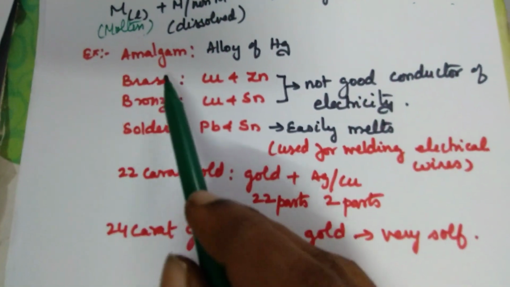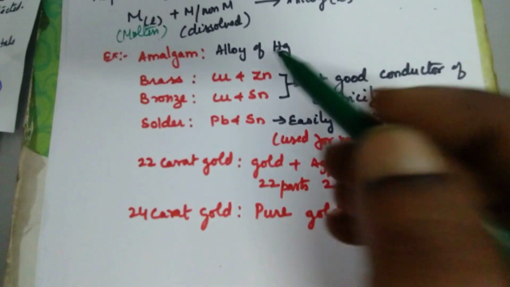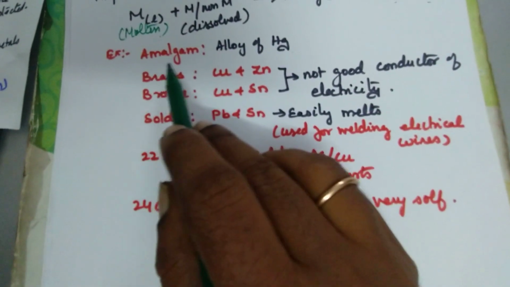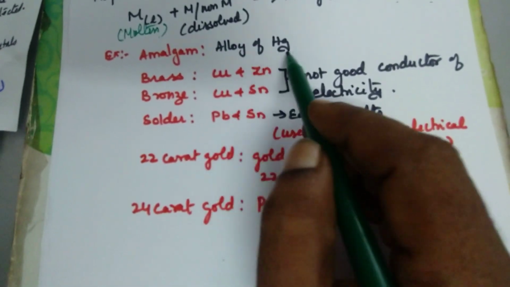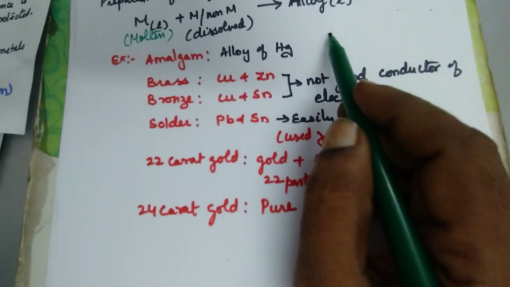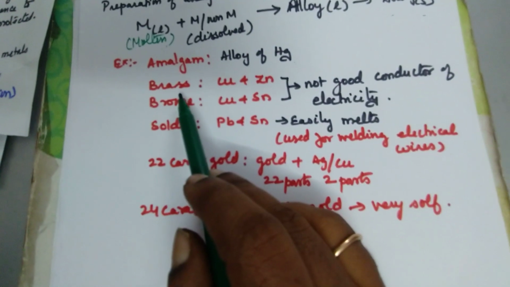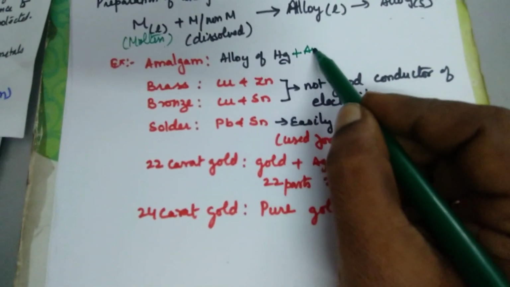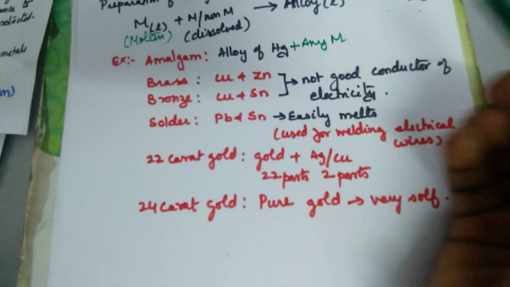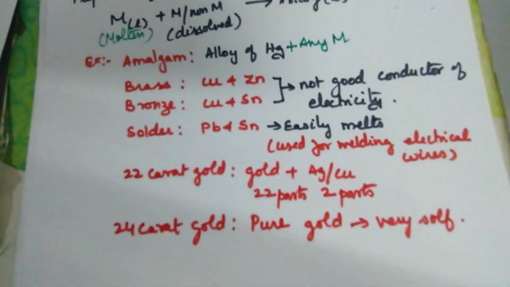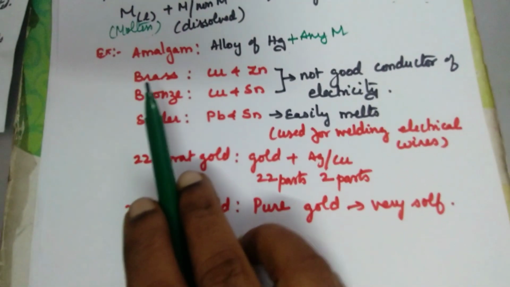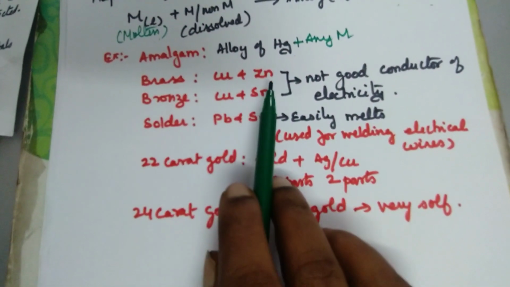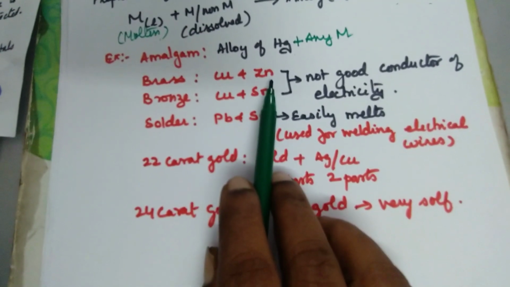Let us see examples. Amalgam. Amalgam is the common name given for an alloy of mercury. Mercury with any metal we call amalgam. We can add any metal to it, we call it amalgam. Then the next example, brass. What is brass? Copper plus zinc. In copper we add zinc.